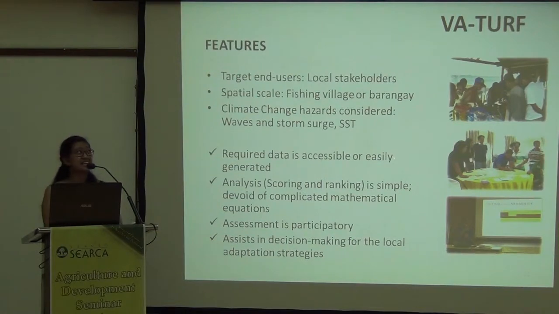Again, this tool is very simple. The required data, which I will show you later, is very accessible and easily generated, and the analysis, which involves scoring and ranking, is very simple and devoid of mathematical equations. So walang math. And the assessment is very participatory. It allows us to validate our results, and it also assists in decision making for local adaptation strategies.